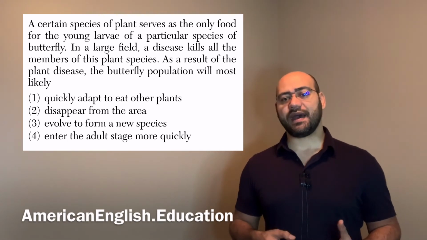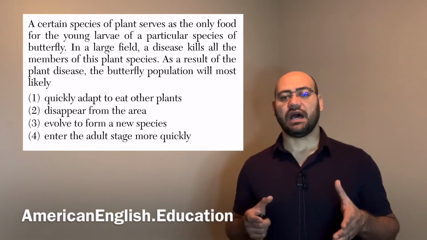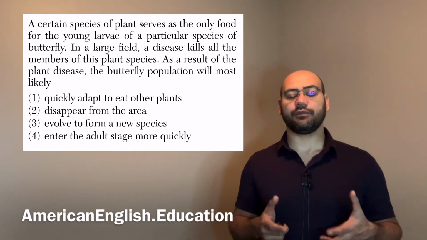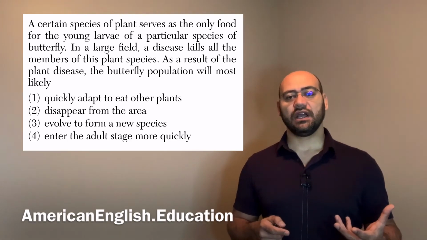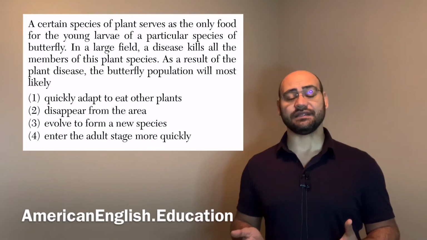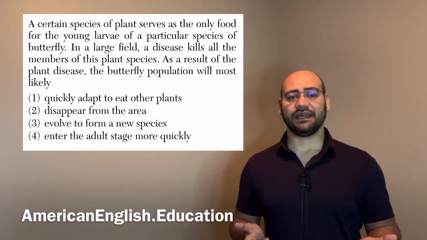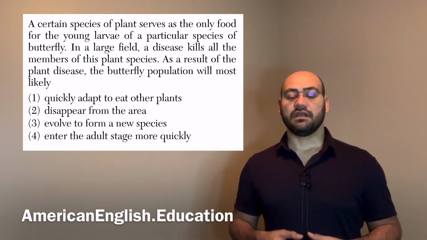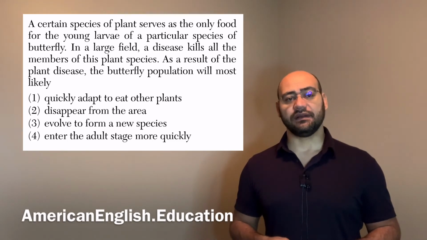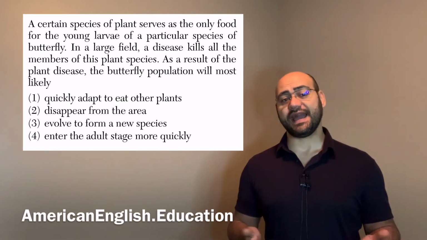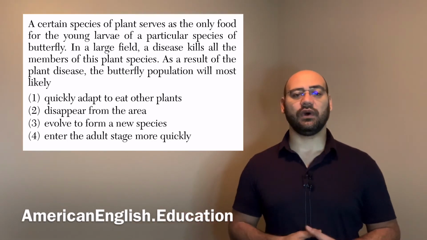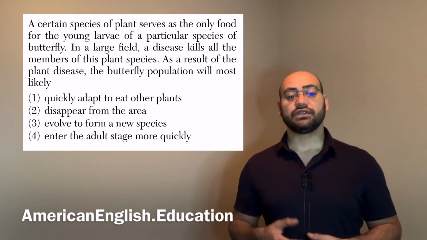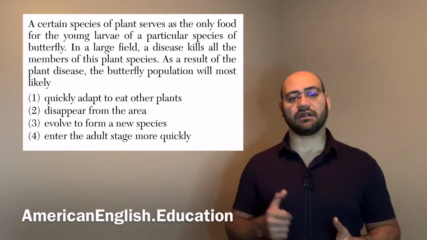Now, if you think about it, we are talking about young larvae. So if we look at number 1, which says quickly adapt to eat other plants, that seems unlikely. It's young larvae. It's too young to adapt. Number 2, disappear from the area. That's quite likely to happen because, again, it's young larvae. It doesn't really know what else to do. There's no more food, and it's going to disappear. So far, looks like number 2 is our winner.